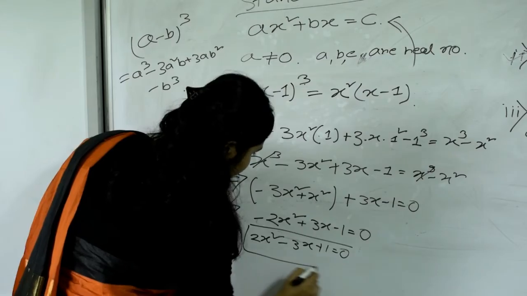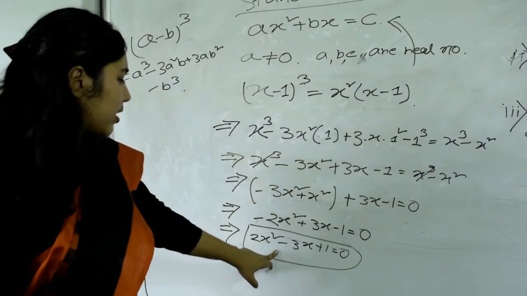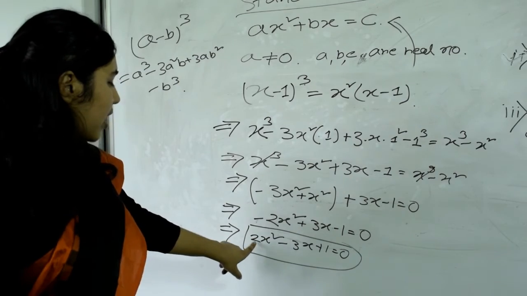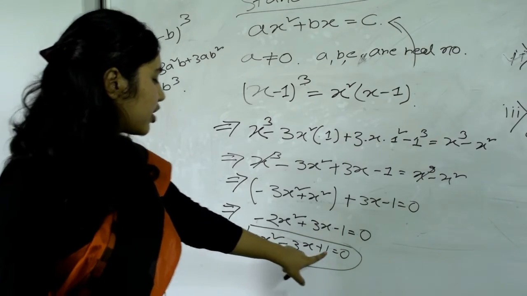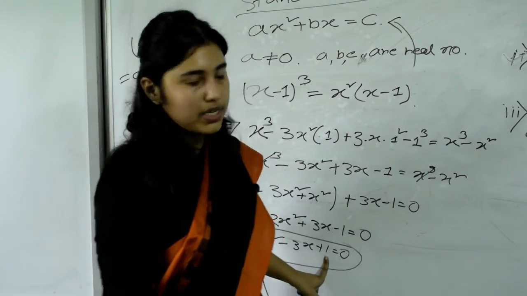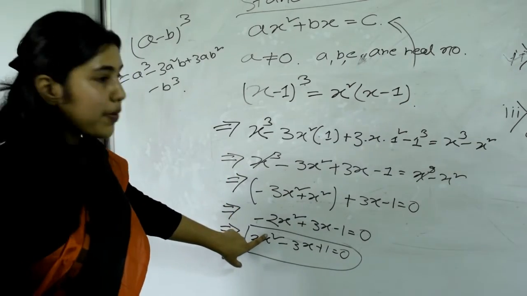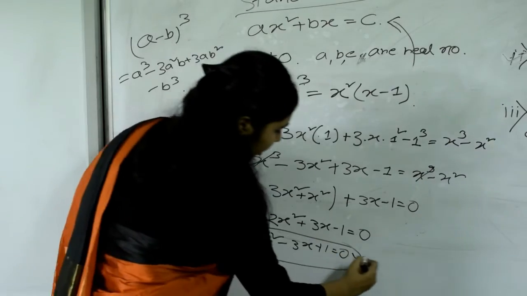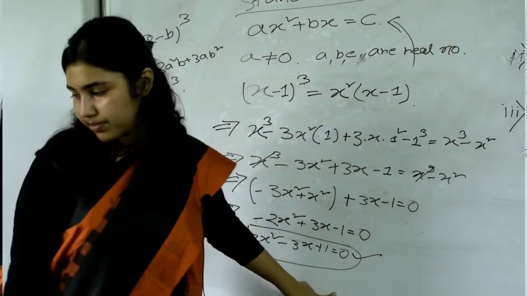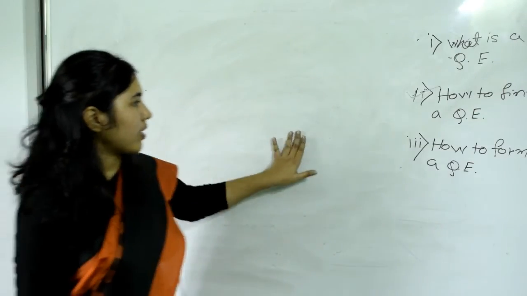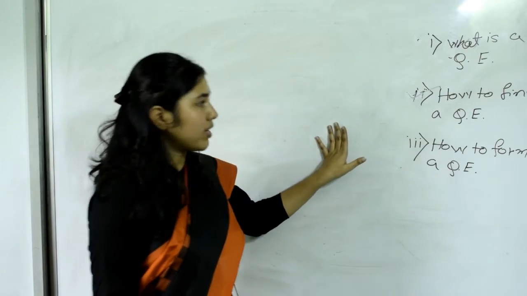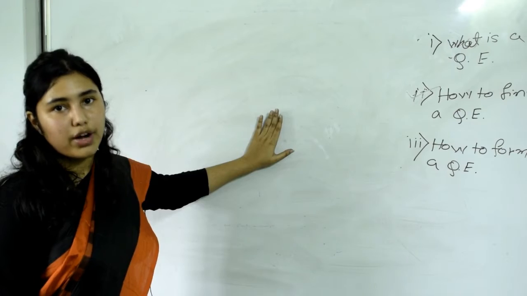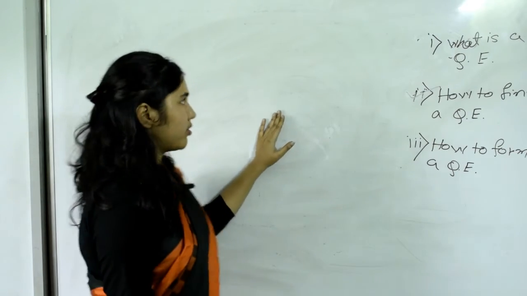Now look at this equation. Here the variable is x. Next, the coefficients are 2, minus 3, 1. All are real numbers and the highest power of x is 2, which means this is a quadratic equation. Now at this point we can tell whether an equation is a quadratic equation or not.